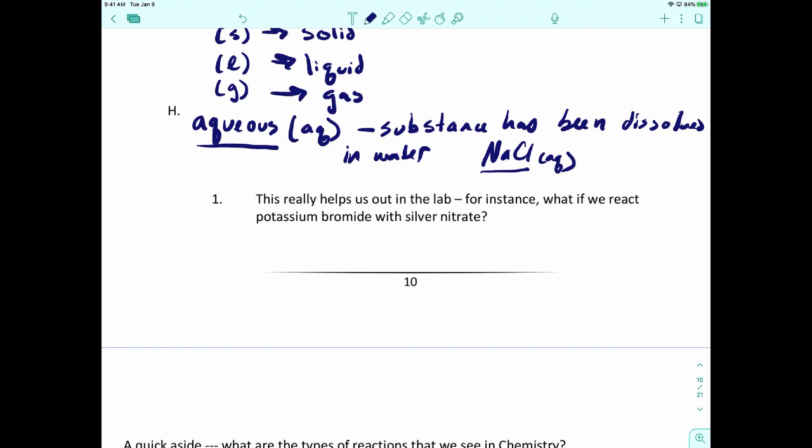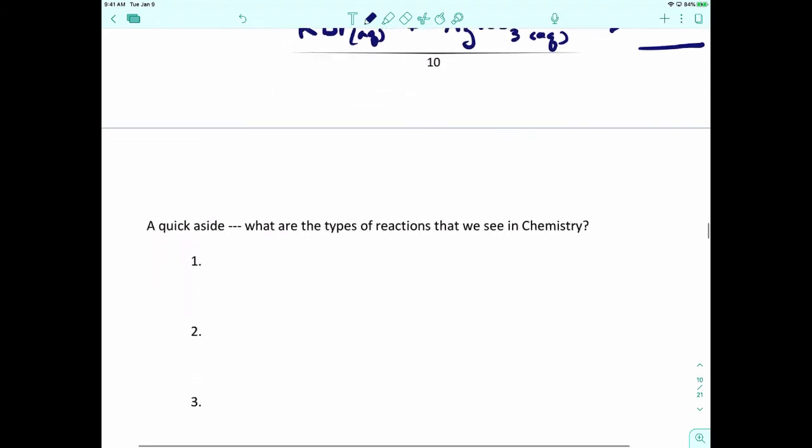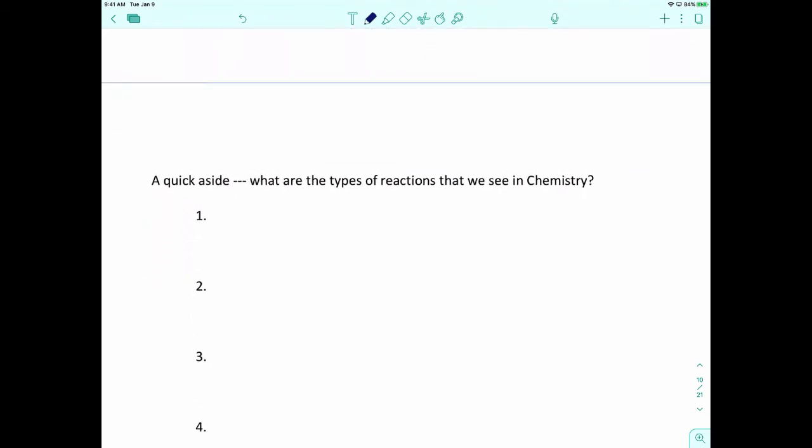All right, so writing a chemical equation really helps us out in lab, because let's say you have potassium bromide, which has this molecular formula of KBr, okay, and you mix a solution of KBr, so let's call that aqueous, with a solution of silver nitrate, AgNO3. Is there a way to predict the final products? Absolutely. So there's actually a pattern to the reactions that we see in chemistry. So let's talk about this real quick. There's 5 major types of reactions that we see, and we're going to talk about them now.